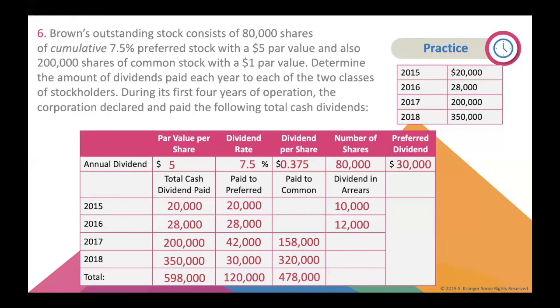If this was non-cumulative preferred stock, then we wouldn't need to worry about the dividend in arrears column. You wouldn't pay them back from prior years.